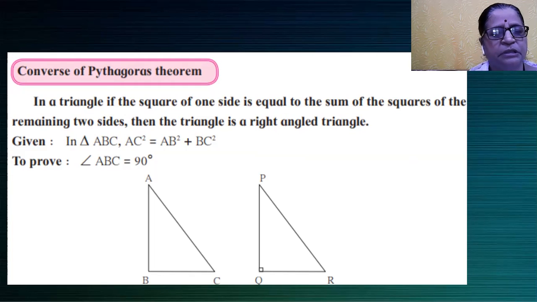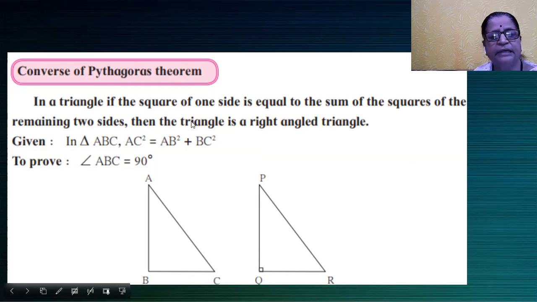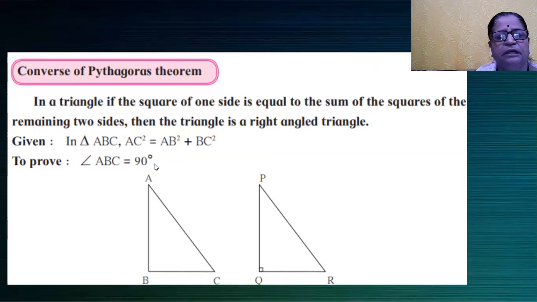Then the converse of the Pythagoras theorem. In a triangle, if the square of one side is equal to the sum of the squares of the remaining two sides, then the triangle is a right angle triangle. What is given here? ABC is a triangle, and AC square is equal to AB square plus BC square. Then what we have to prove? That angle ABC is equal to 90 degrees.